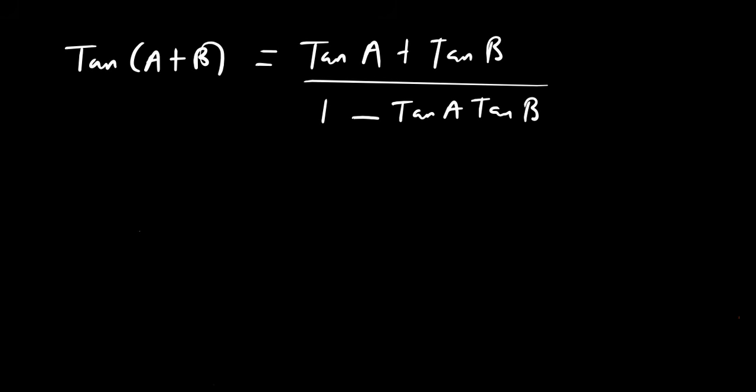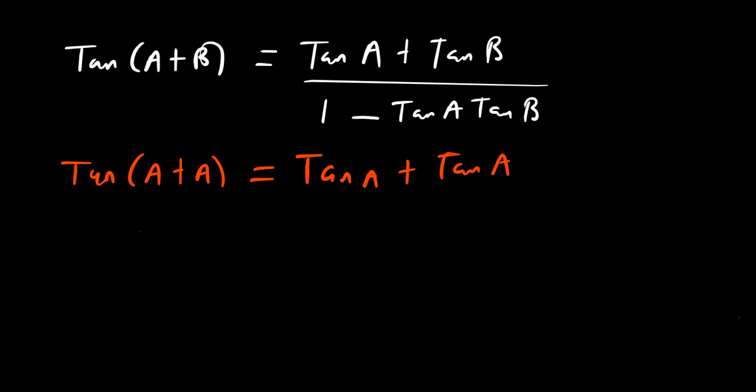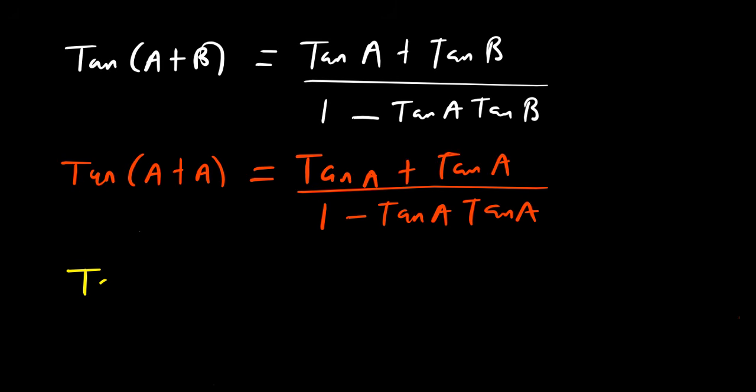Now what if, instead of having tan A plus B, you have tan A plus A? What are you going to have? It's the same identity. You're going to say tan A plus tan A over 1 minus tan A multiplied by tan A. Now this one simplifies to tan 2A. 2A is a double angle, right?